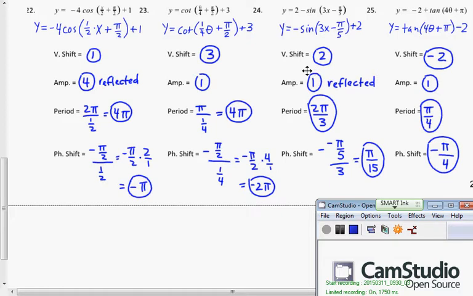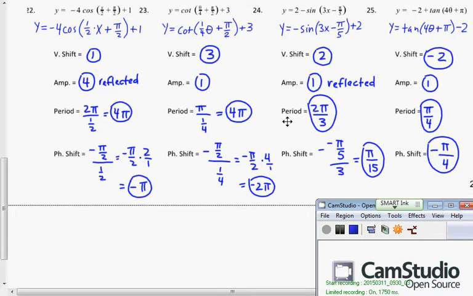It's the same process for the rest of these. I'll just point out that in number 24 and in number 25, notice that the vertical shift, the h value, was moved to the front of the equation instead of being tacked on at the end. And so, like in number 24 here, the vertical shift is the +2. And the amplitude is just a 1 in front of this sine. The amplitude is 1, but it would be a reflected sine curve.